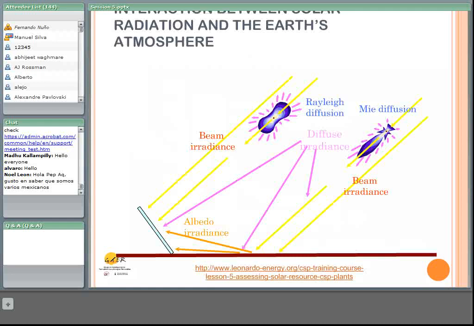When we are talking about CSP, concentrating solar power, we are interested in the beam irradiance because this is the component that we can concentrate. Diffuse irradiance cannot be concentrated with optical systems, so our solar resource will be this direct component. The beam irradiance is the component that produces shadows, more or less, and has a directional character.